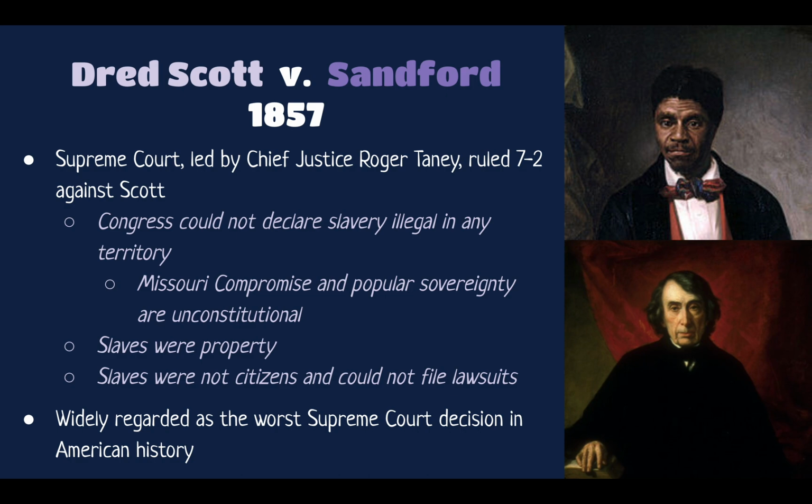And the implications of this decision were very extreme. So the three main arguments that the Supreme Court under Chief Justice Roger Taney made were, number one, that Congress could not declare slavery to be illegal in any territory. So essentially the Missouri Compromise, which drew that line defining where slaves would be allowed and where they would not, and the idea of popular sovereignty are unconstitutional. The Constitution says that the government cannot prevent the ownership of slaves in any territory.